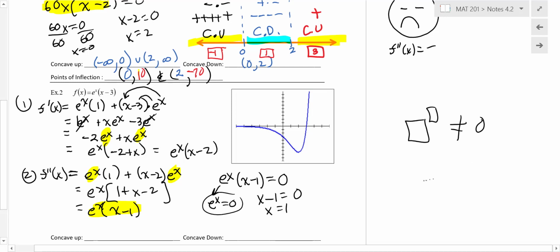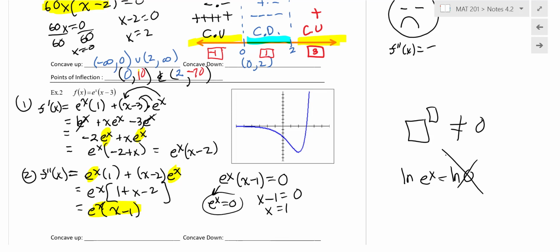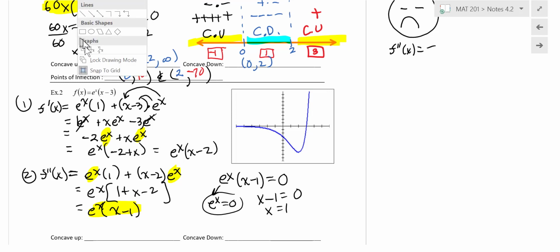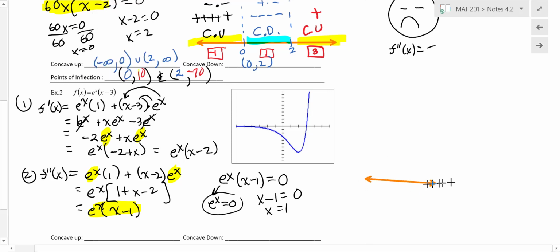Or if you didn't know that, because sometimes you won't, I'll tell you exactly what happened. You might think, oh, I take a log of both sides. Can you take a log of 0? No. So the math doesn't lie to you. It's going to tell you there's no answer to that equation. So what that tells you is we're now ready to do our sign chart, and all we have to do is work with 1. So you draw a number line, and then you have x equals 1, and that's where the second derivative was equal to 0.